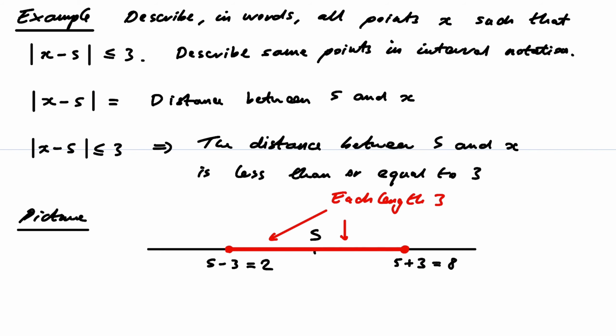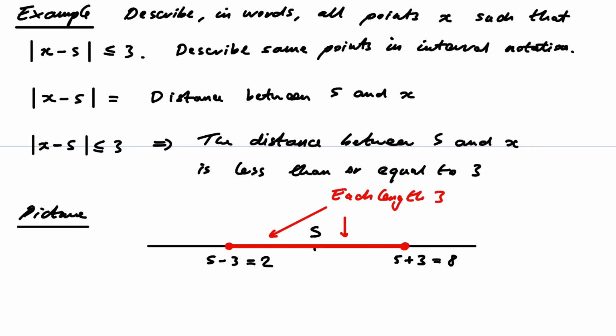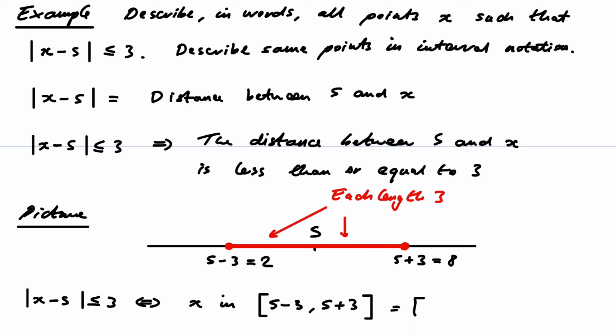So putting this together tells me the following. The absolute value of x minus 5 is less than or equal to 3. This is if and only if x is in the closed interval, because it's a less than or equal. So 5 minus 3, 5 plus 3, and if you want to write that in a less cumbersome way, it's equal to, of course, the closed interval 2 to 8. Beautiful.